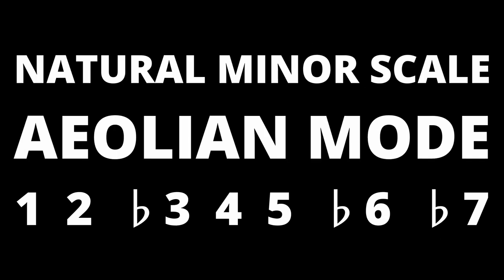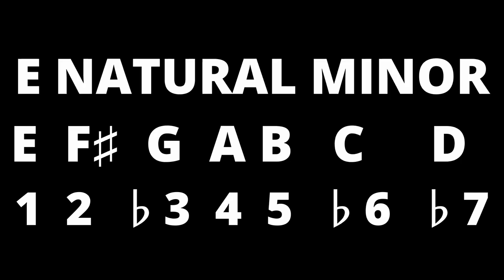The natural minor or Aeolian mode has the scale degrees 1, 2, flat 3, 4, 5, flat 6, and flat 7. The flat scale degrees are half a step or a semitone below the major scale degrees. So the E natural minor scale has the notes E, F sharp, G, A, B, C, and D.